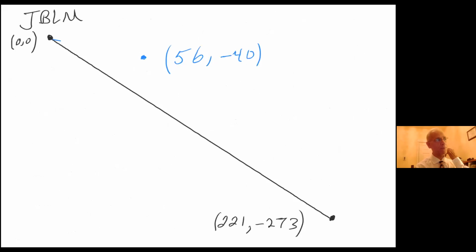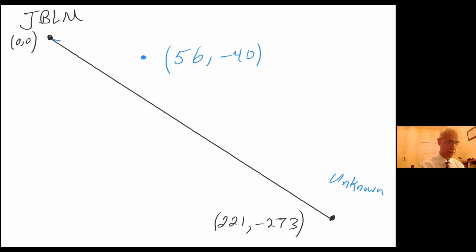First, let's do a picture. Let's put JBLM at 0, 0, because we are starting from JBLM. Now, if you are going 221 kilometers east and 273 kilometers south, then 273 must be negative because we are going east and south. So here's the location right here. The problem is saying this location is unknown, we don't have a name for it, so we'll just leave it as a point.